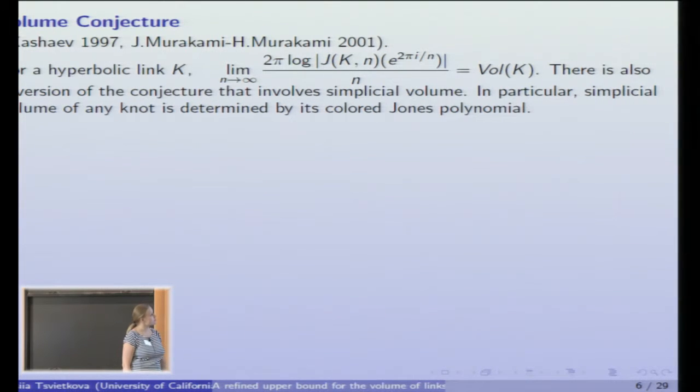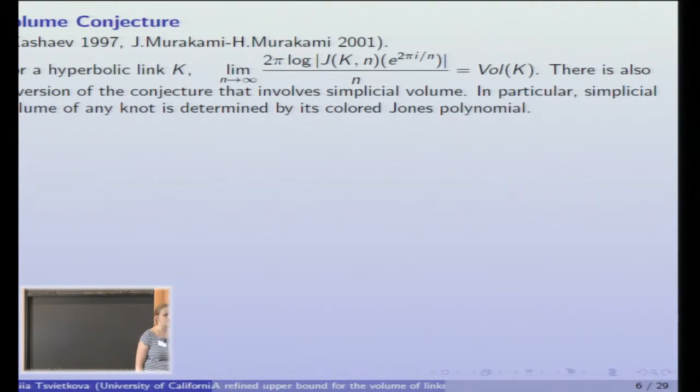And there is also a version of the conjecture that involves simplicial volume. In particular, you can write exactly the same conjecture for simplicial volume of knots. So for knots, it doesn't even have any changes. So what happens here? We are taking different polynomials, we are evaluating them at different roots of unity, and surprisingly, not only does this converge, but it actually converges to volume.